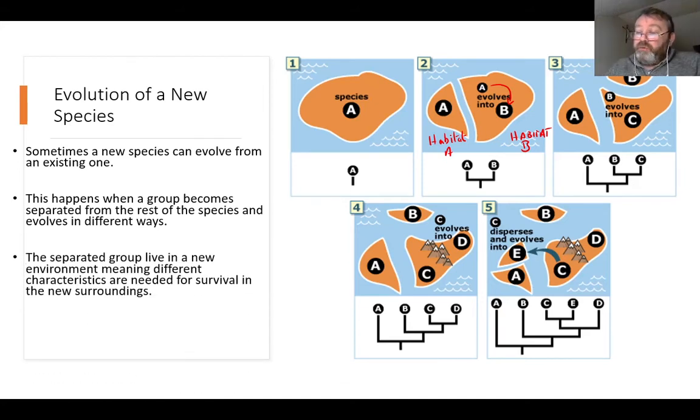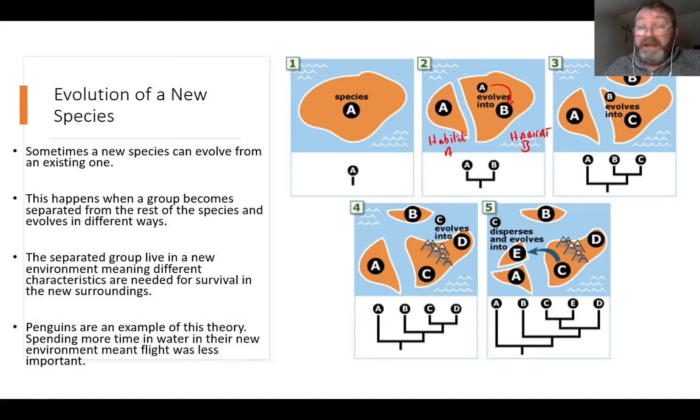The separated group live in a new environment, meaning different characteristics will now be needed for survival in their new surroundings. Penguins, as I said already, are a typical example of this, okay? And here's the theory in relation to penguins. When penguins became separated from the original species of bird that we say they came from, they found themselves far more dependent on water than on air. So they spent more time in the sea.